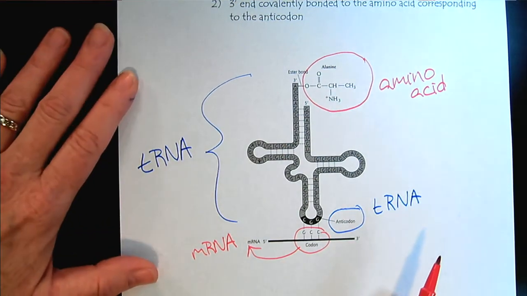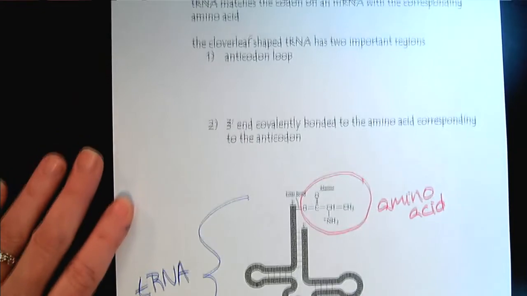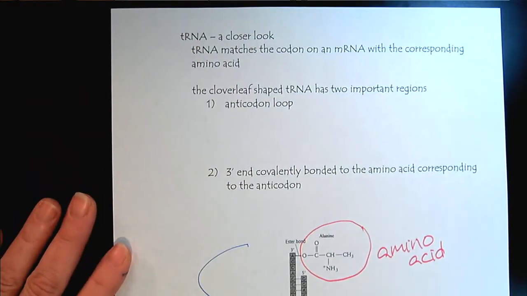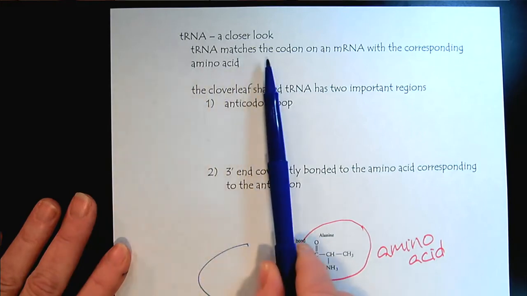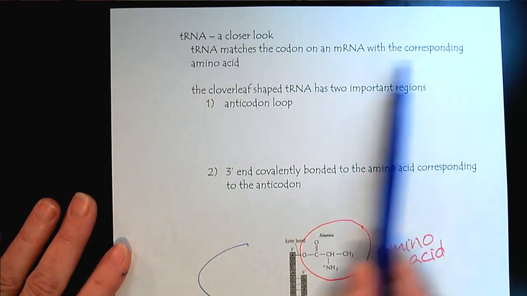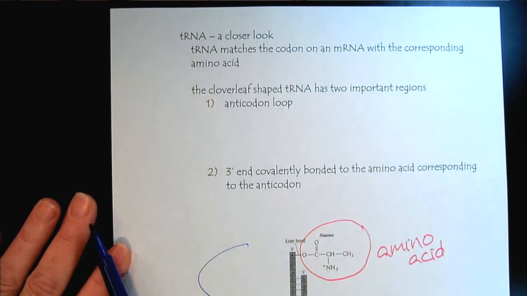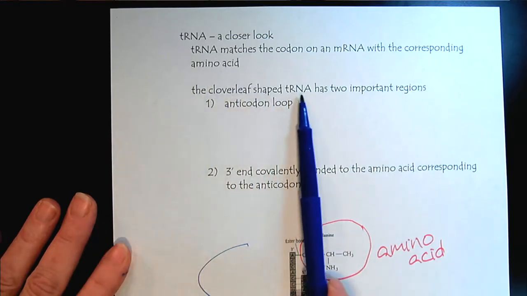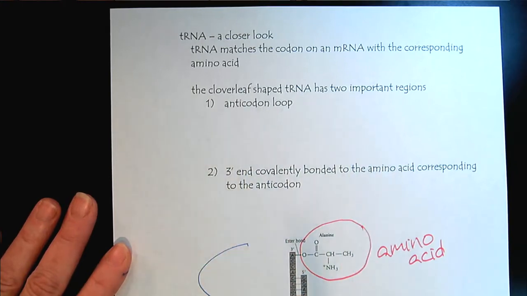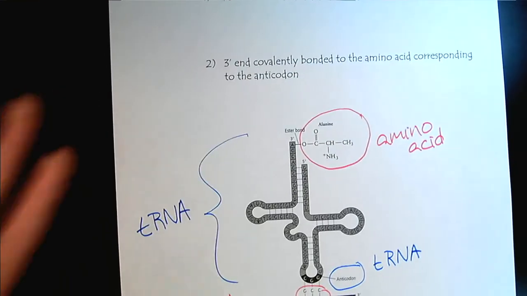Let's go back up to the notes a little bit and see what's going on here. We pretty much just explained that. The transfer RNA matches the codon on the messenger RNA with the corresponding amino acid. The clover-shaped transfer RNA has 2 important regions. The anticodon loop, so that's right here.